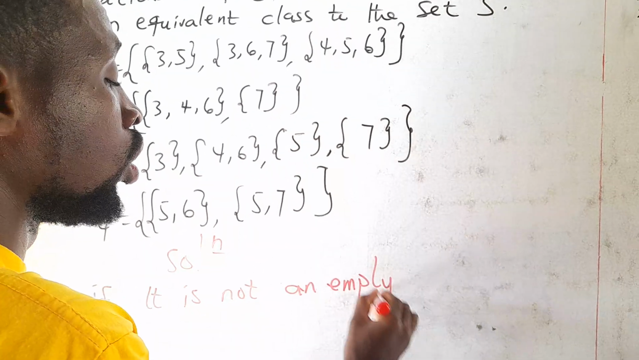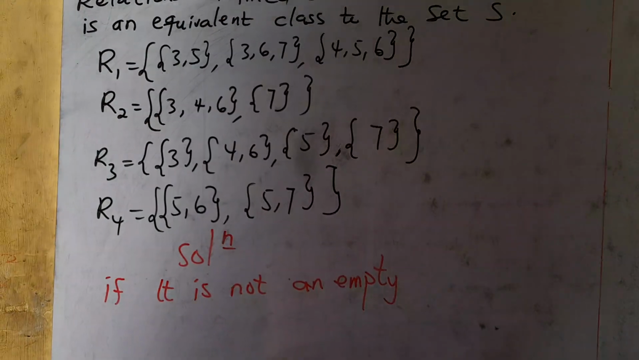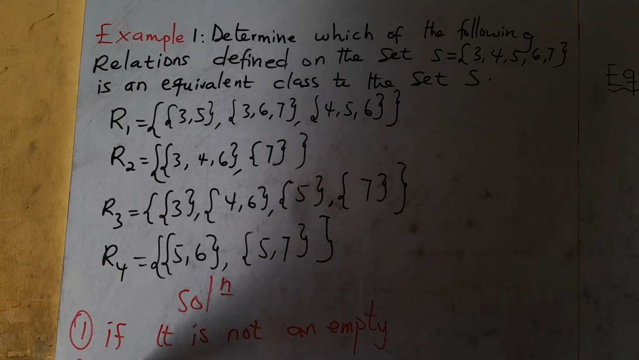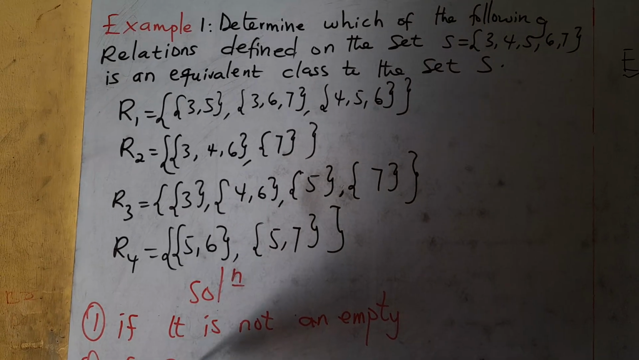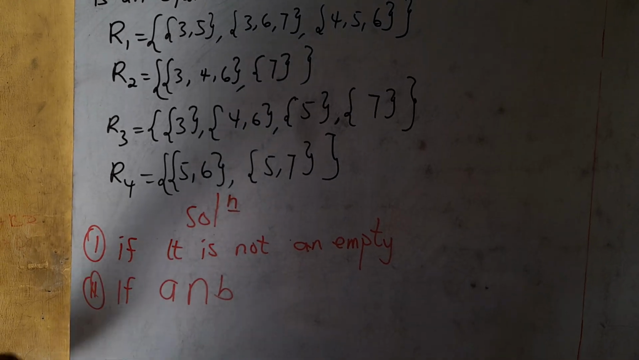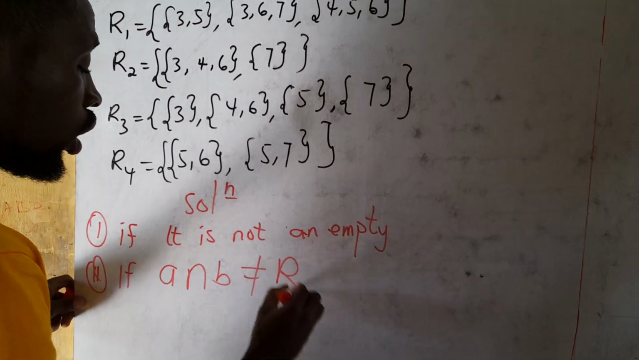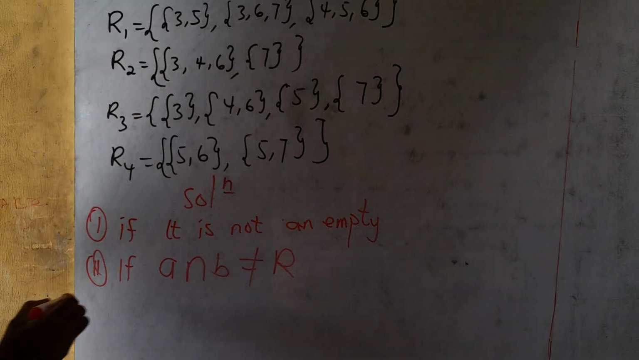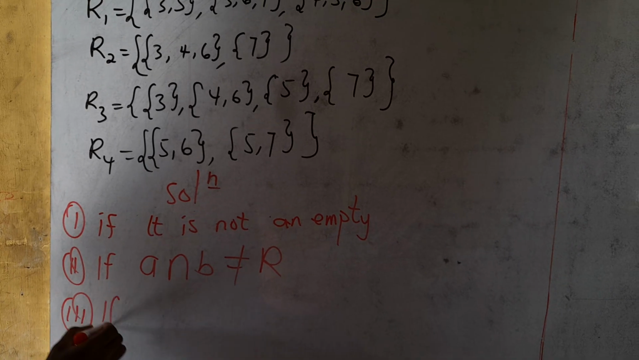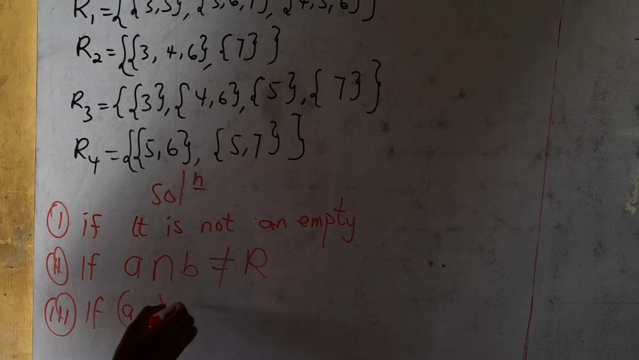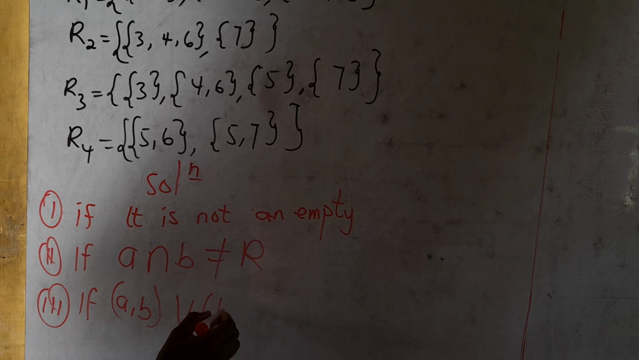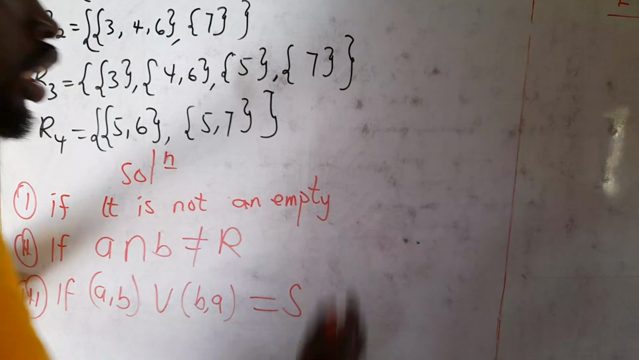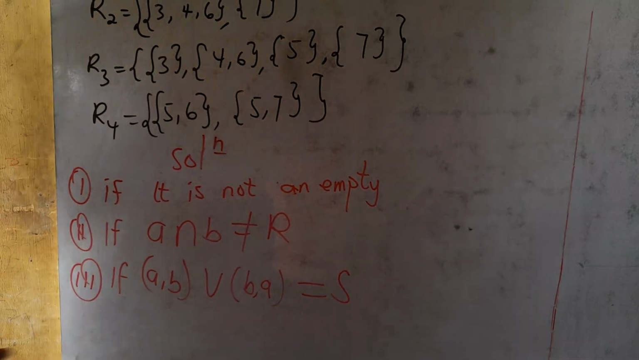So you check all the relations here. None of them is an empty set. They all satisfy the first condition. Then the second condition: if A intersection B is not equal to the relation, that is, when you check A intersection B, it's not a member of the relation R. Then the last one: if A comma B union B comma A is an equal set to the set S.